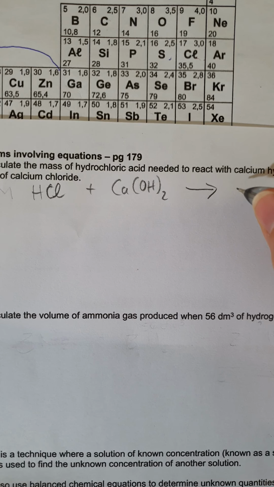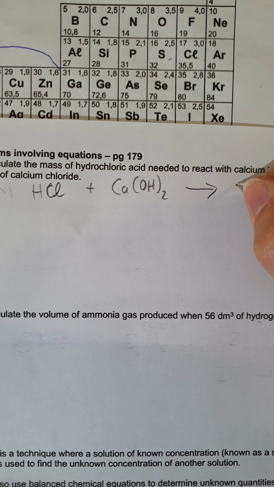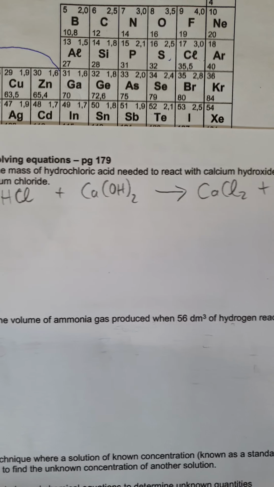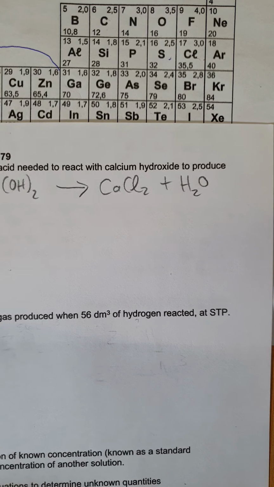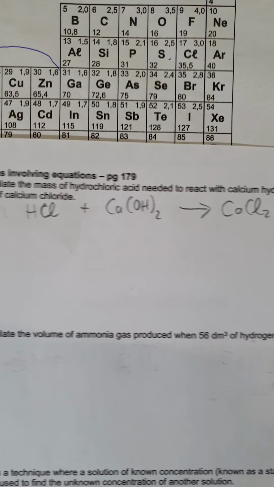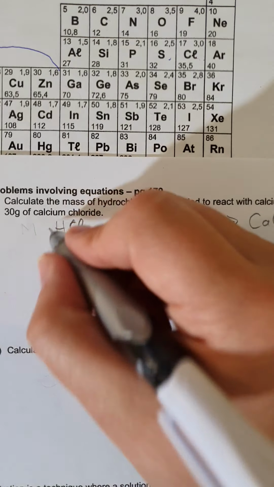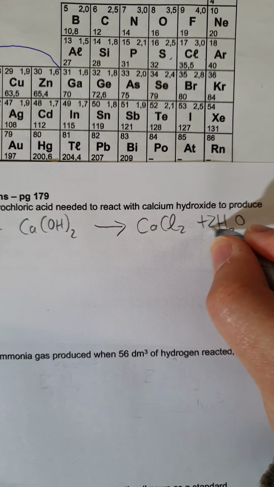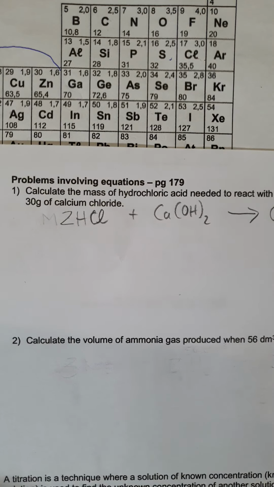I've given you the salt here. Remember, an acid and a base gives you salt and water. So to give you calcium chloride, CaCl2, plus water. Now, it didn't say anything about water, but you do need to include the water because you need it to balance your equation. So I know now that it's 2 HCl to 2 waters. So there are our ratios.